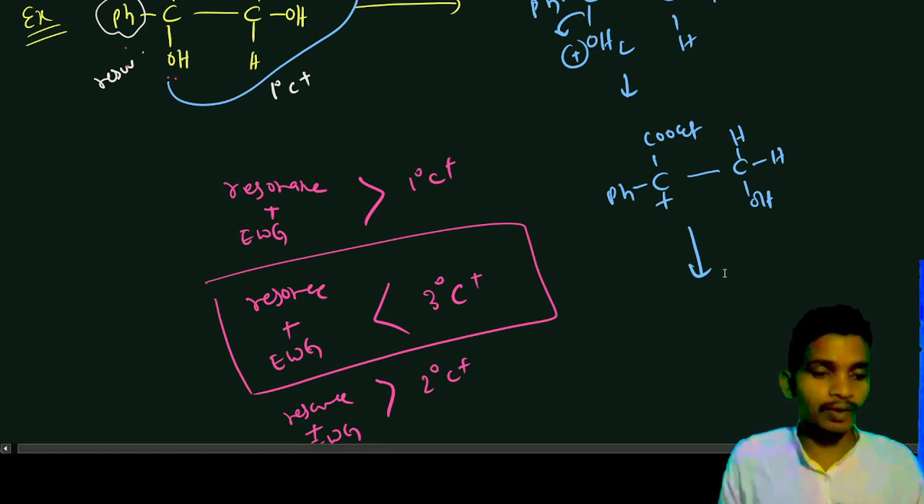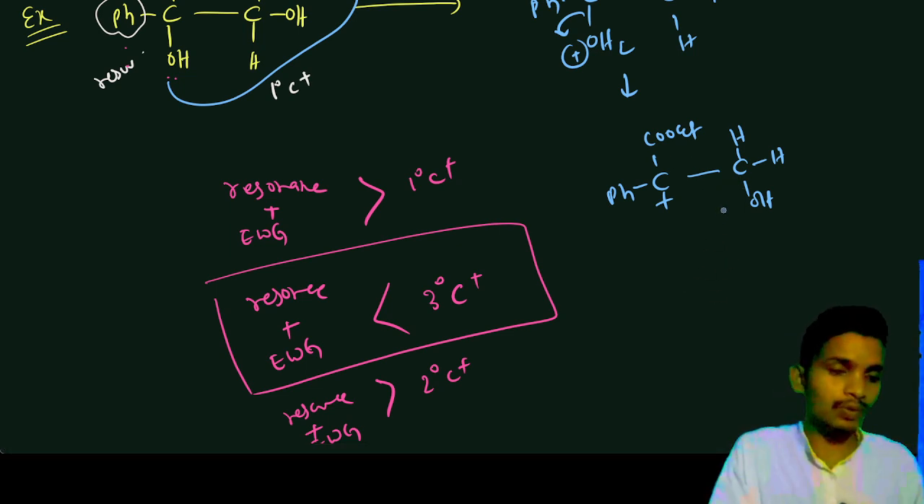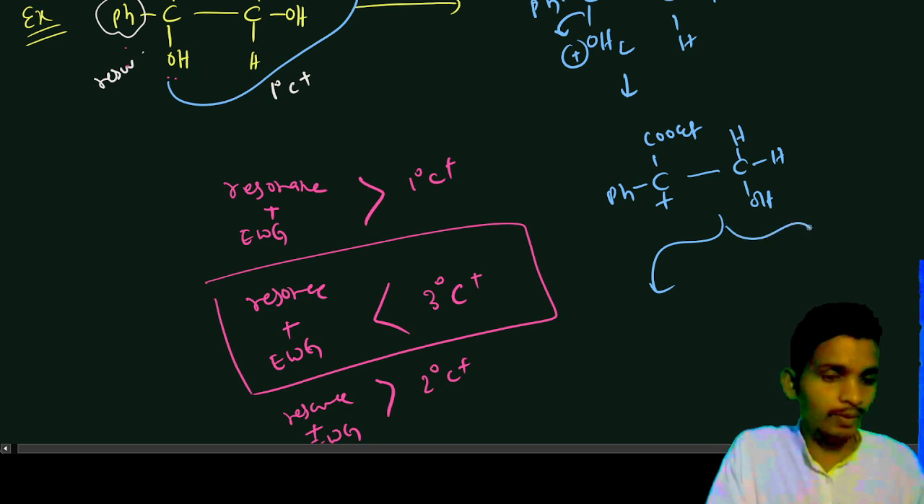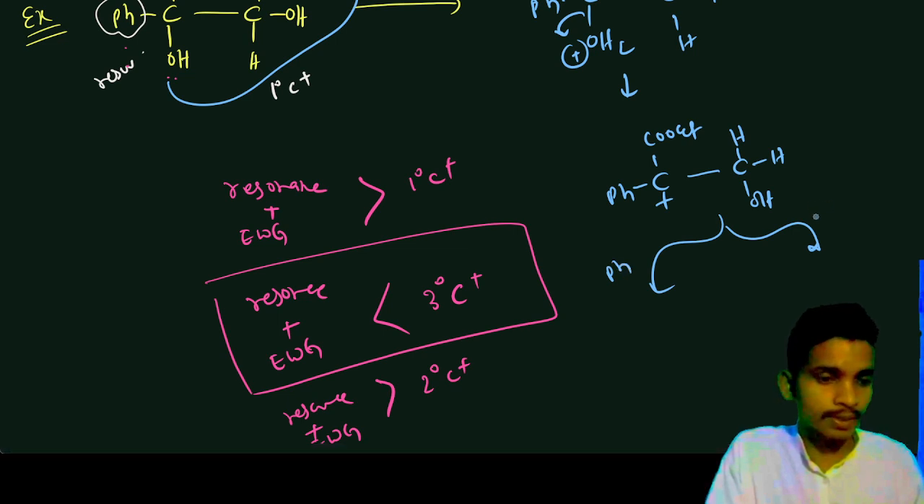So for that, if you get confused about the migratory aptitude, then what will you do? Make two products. Okay. Let's say phenyl will shift and then say that COOEt will shift. So see that if phenyl will shift, then what will we get here?